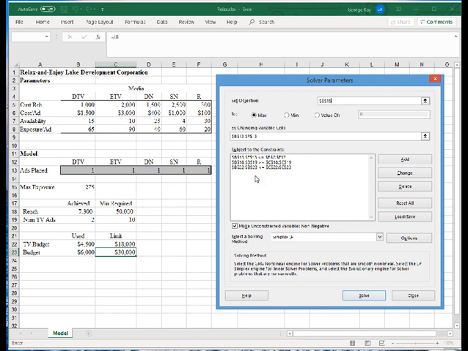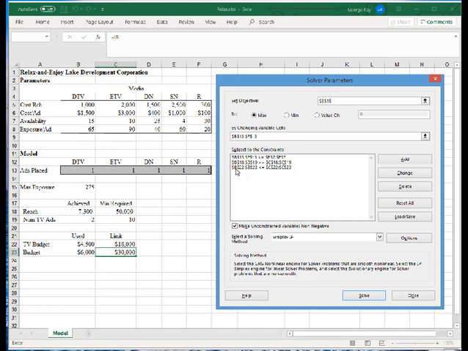B13 through F13. In other words, the quantities here have to be less than or equal to B7 through F7, the availability of advertising units for each one of those types of media.